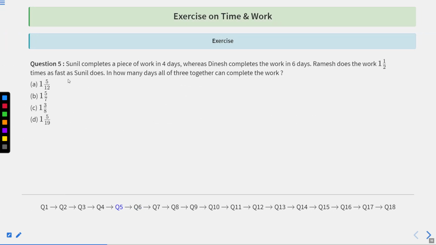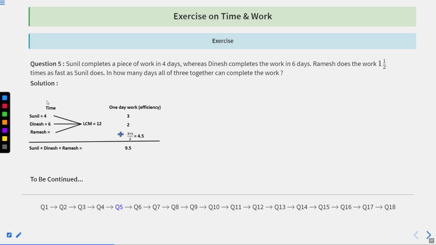Question number 5. Sunil completes a piece of work in 4 days, whereas Dinesh completes the work in 6 days. Ramesh does the work one and a half times as fast as Sunil does. So in how many days all three can together complete the work? So it is given that Sunil takes 4 days, Dinesh takes 6 days, and Ramesh completes the work faster than Sunil. And how much faster? One and a half times. Okay. So that means the work efficiency can be obtained here.